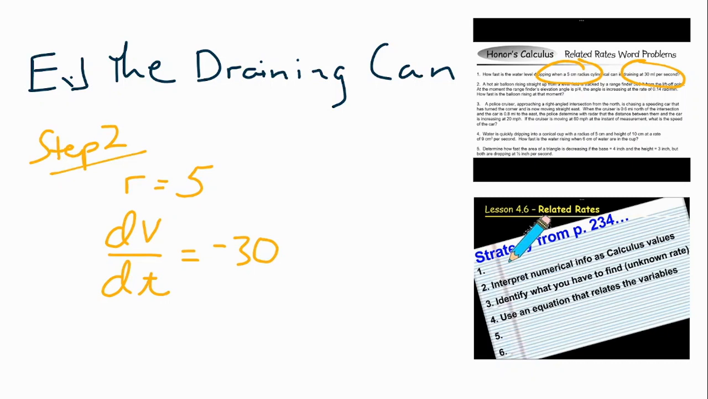Now, that would be considered step 2 in our little strategy, but we also have a step 3 that honestly kind of blends into this, basically still trying to organize and get things set up. I'm going to write that up here. And so now what we want to do is think about what we're trying to find. We're trying to find how fast the water level is dropping. Now, that would be like the height in that can.